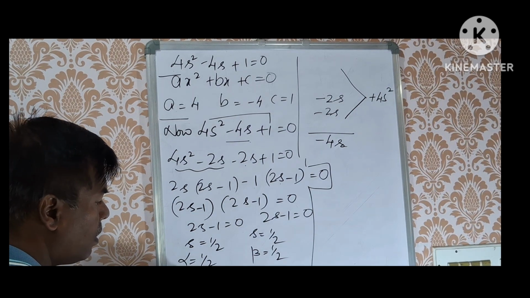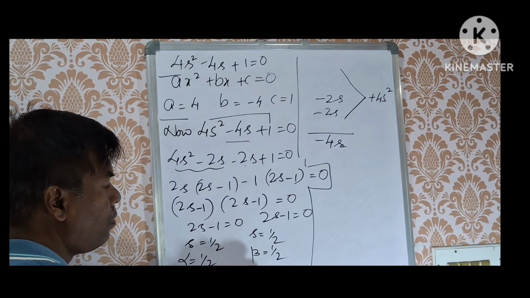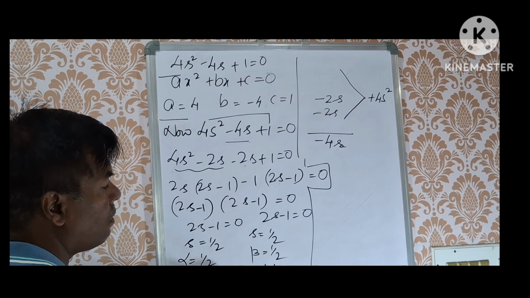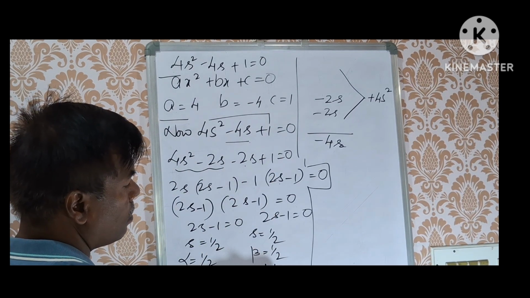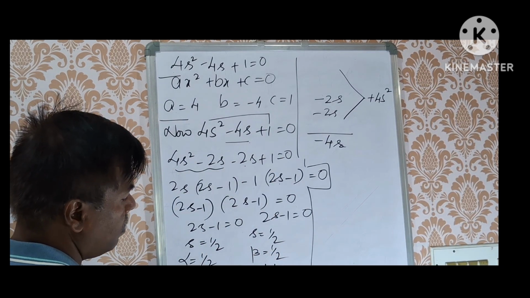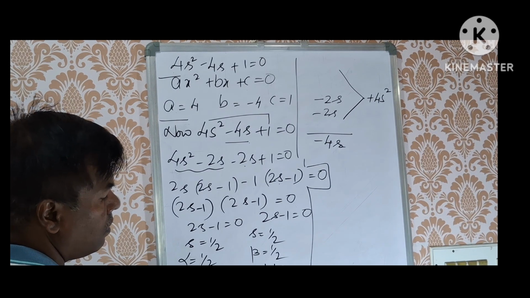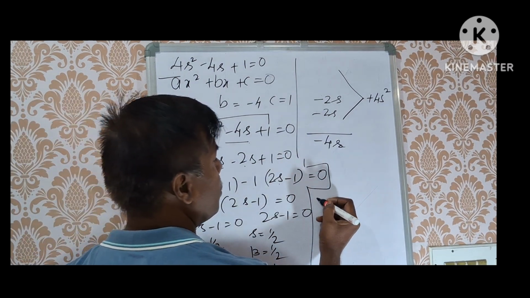One is sum of zeros: alpha plus beta equals minus b by a. That means half plus half equals what? Minus b is minus of minus 4. What is a? It is 4. Half plus half is 1. Here also 1. Therefore, LHS equals RHS. Sum of zeros verified.